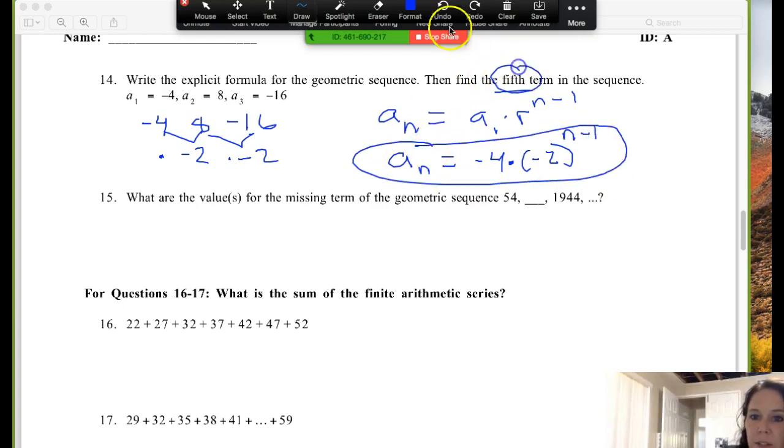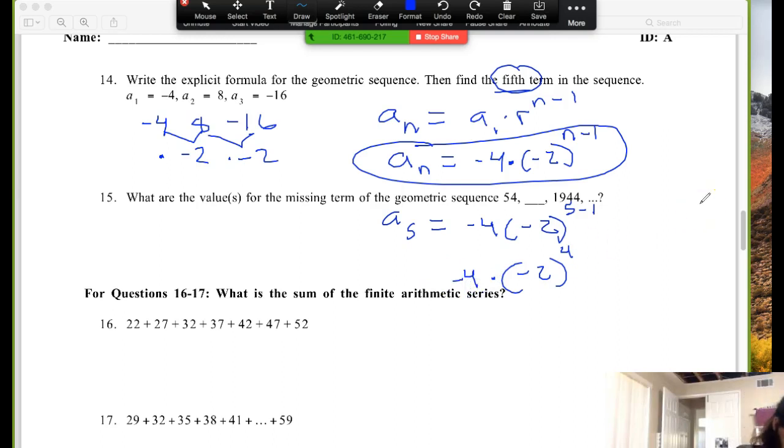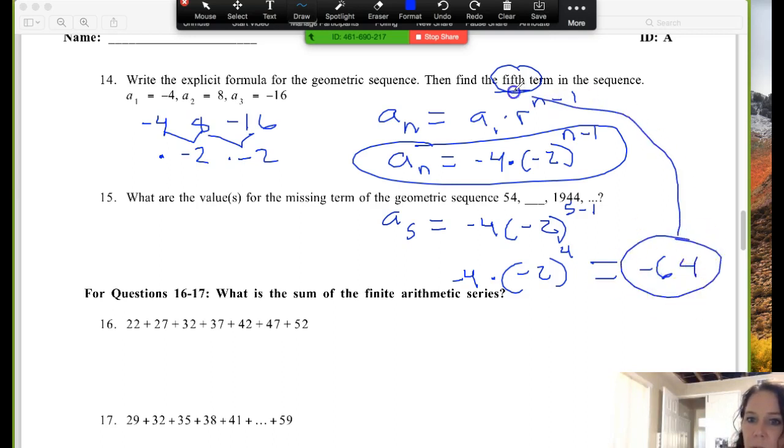Now I need the fifth term, so A5 is equal to -4 times -2 to the 5 minus 1 power, which is 4. So -2 to the 4th power times -4. Well, let's see. -2 to the 4th power is 16. Then times that by -4. That's going to give me -64. So -64 will be the fifth term, and that is my explicit form.